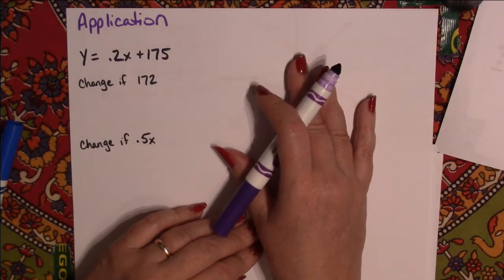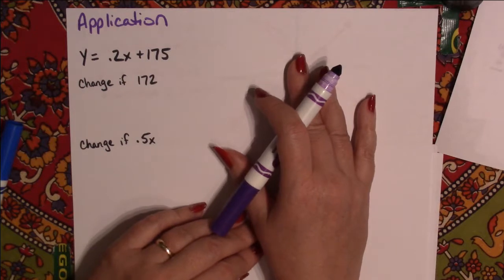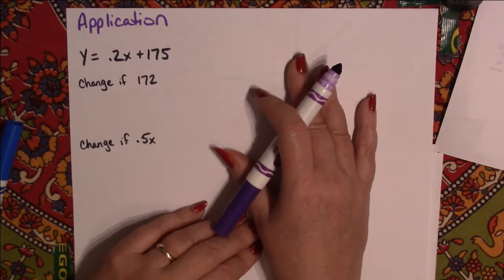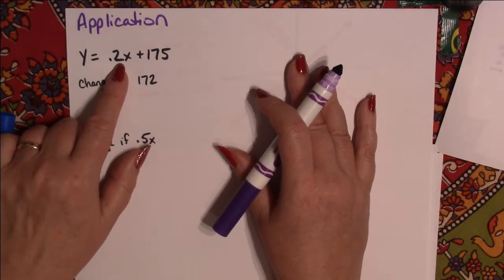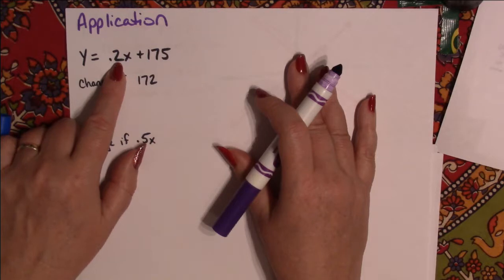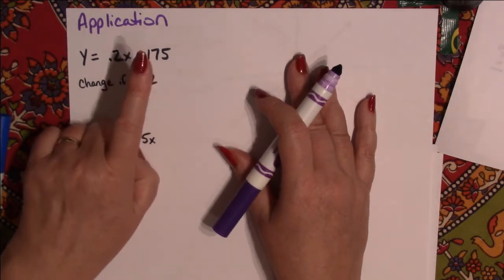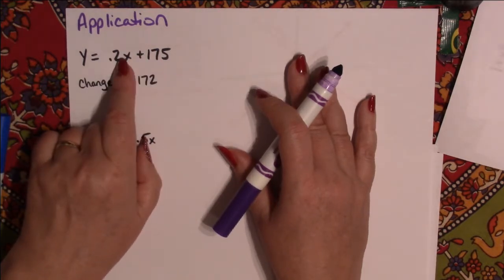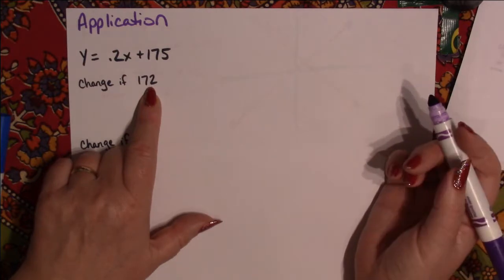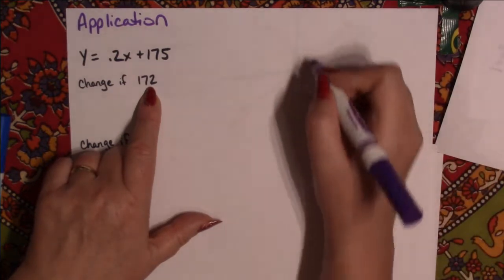The last thing we have is a business application, and you can follow along on the word problem in your book on page 372. A trophy company charges $175 for a trophy plus 20 cents per letter for the engraving. The total charge for a trophy with x letters is given by the function f of x, or y, equals 0.2x plus 175. This is the trophy, these are the letters. How will the graph change if the trophy's cost is lowered to $172? How will the graph change?